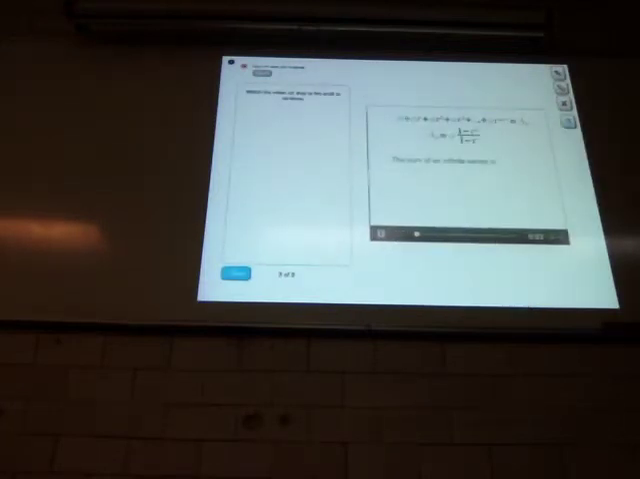Okay, now suppose we want to find the sum of an infinite geometric series. Which of the following is a formula for the sum of an infinite geometric series?